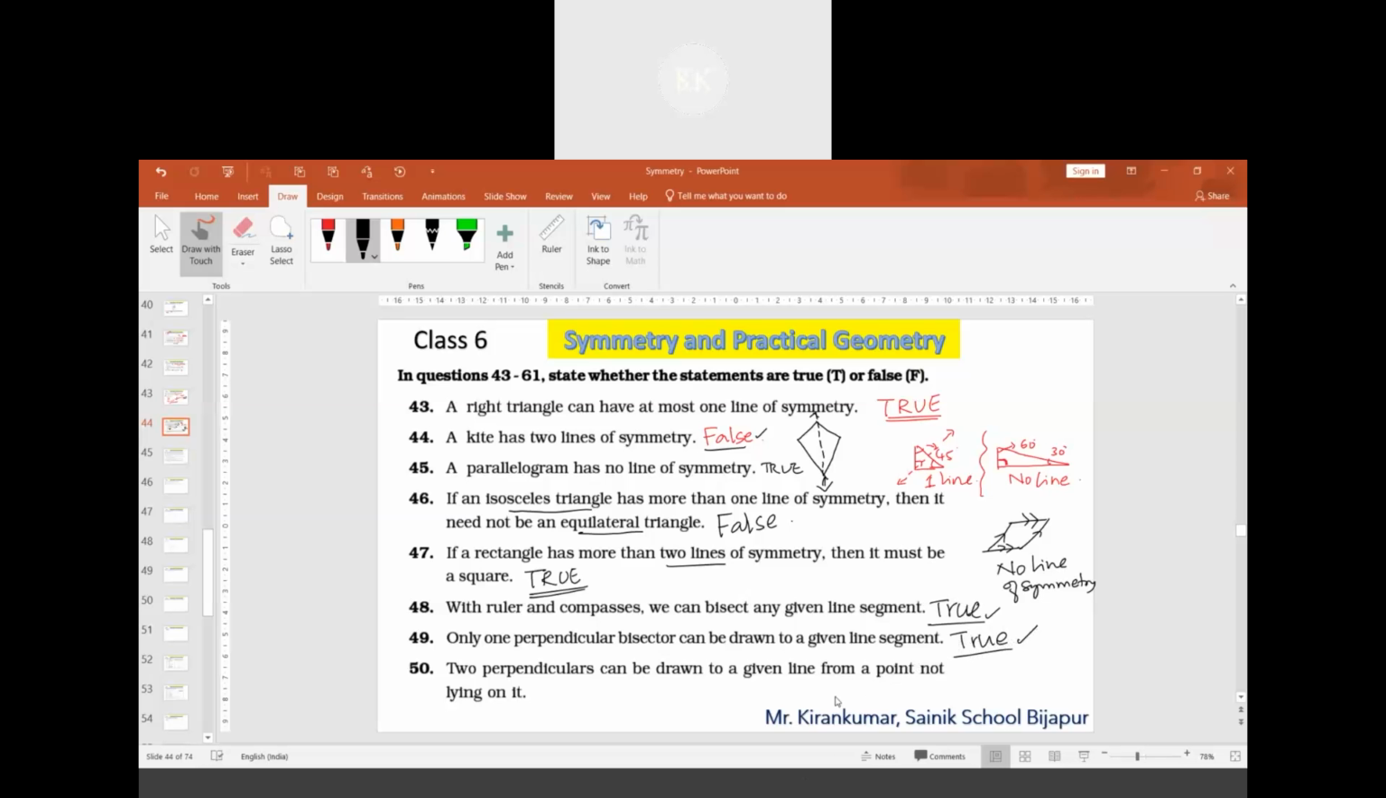Coming to the 50th one. Two perpendiculars can be drawn to a given line from a point not lying on it. Actually, this statement is false, because only one perpendicular can be drawn to a given line from a point which is not lying on it. If there is a point here and a line, from this point we can have only one perpendicular. It would be like this. So one perpendicular is possible.